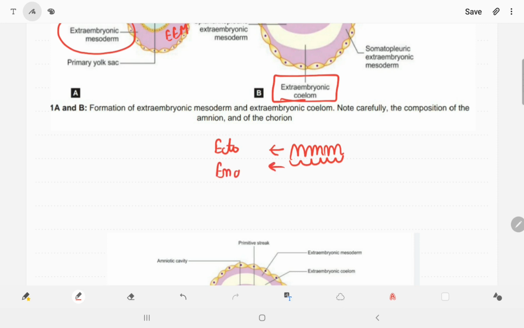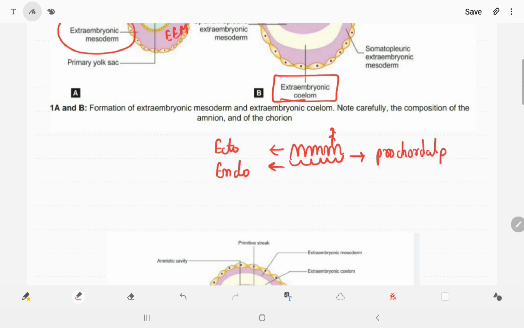Now I asked you one question, that where is the mesoderm in the baby? So yes, now we'll form the mesoderm. This ectoderm will elevate and form a procaudal plate.